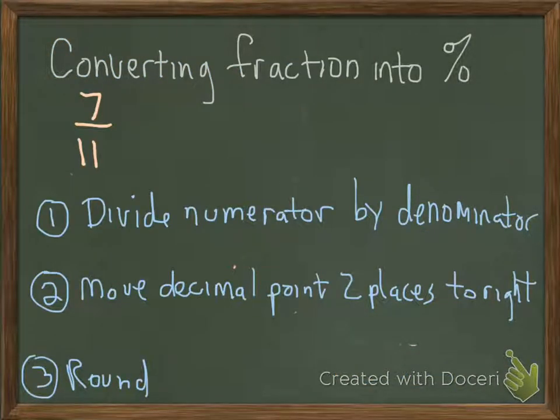Okay, but sometimes it's not going to be so convenient where you have the denominator as a factor of 100. Look at 7 over 11. We want to still be able to convert that into a percentage. We have a couple steps here. The first step is simply to divide the numerator by the denominator. So 7 over 11, we've said this before, is the same thing as 7 divided by 11. Basically, we're just reading this fraction bar as a division sign.